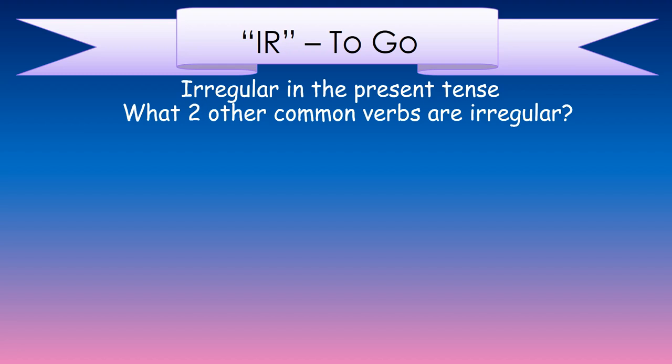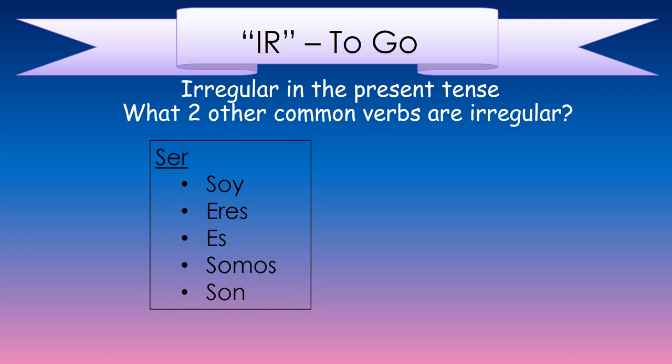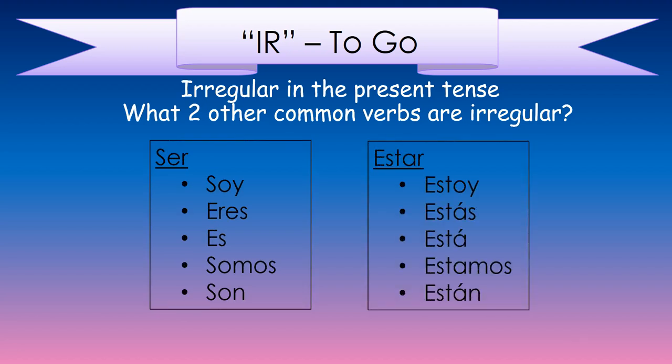But let me remind you that we do know two other irregular verbs, very common. By now you should have seen ser and estar. Soy, eres, es, somos, son, and estoy, estás, está, estamos, están.